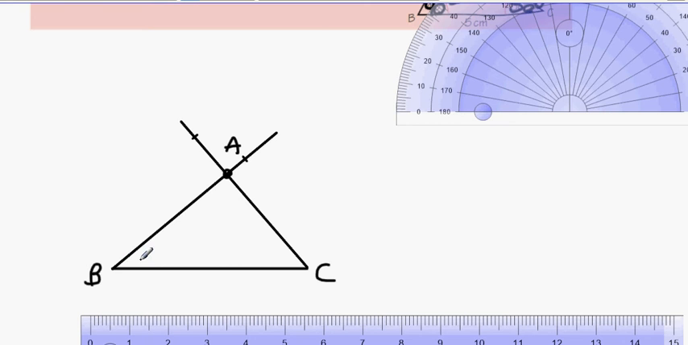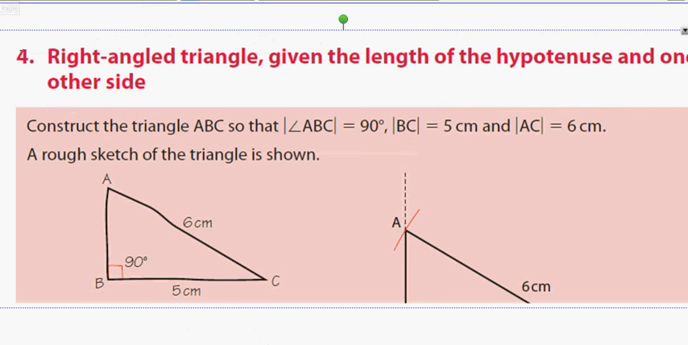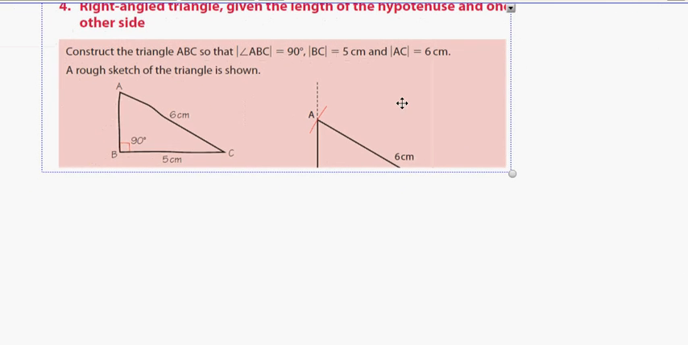Now, B is going to be 40 degrees, C is going to be 50 degrees, and the length BC is going to be 5 centimeters. That's it, move on. Number 3 down. Number 4. A right angled triangle. Construct a triangle ABC so that the angle ABC is 90 degrees, BC is 5 centimeters, AC is 6 centimeters. A rough sketch of the diagram is shown.